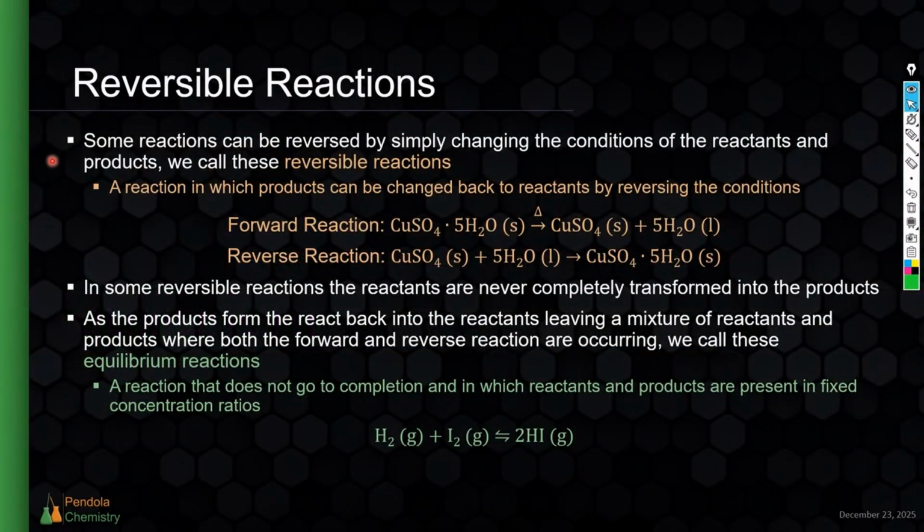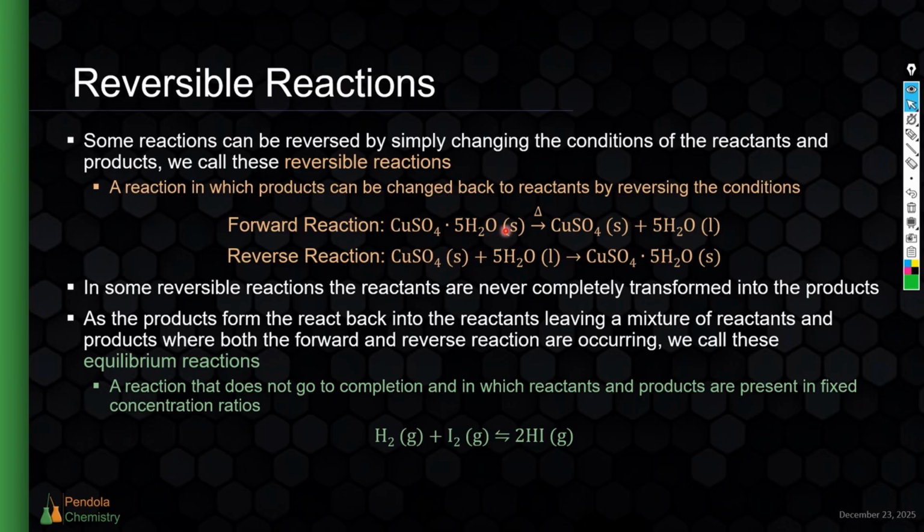So reversible reactions. Some reactions can actually be reversed. We think of reactions as going in one direction. For example, the dehydration of hydrated copper sulfate into anhydrous copper sulfate and water separately. However, certain reactions like this one are reversible reactions. And all that means is that it's a reaction in which products can be changed back to the reactants by reversing the conditions that caused them.